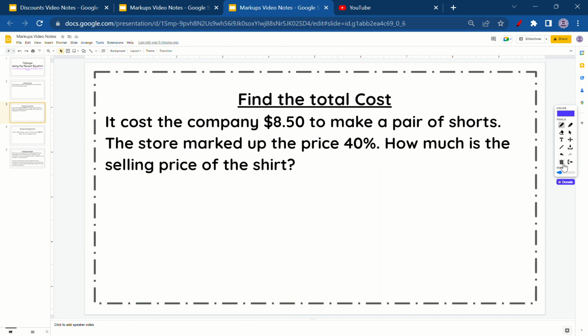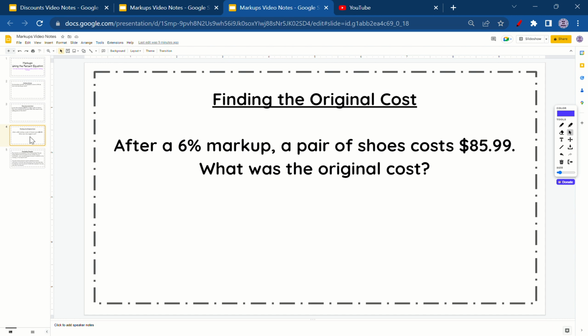All right, so here is our next slide. Our last type of question is, after a 6% markup, a pair of shoes cost $85.99. What was the original cost? So remember, anytime we are looking for the original cost, we are really looking for the whole. All right, so we have part equals percent as a decimal times the whole. So here, we know that the whole is X.